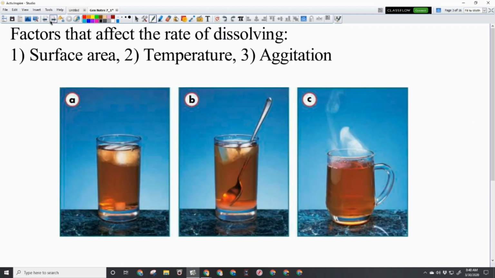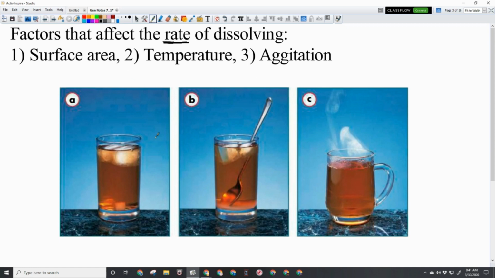All right, so there are factors that affect the rate of dissolving. The rate is how fast. Remember, rate is how fast, like your rate of speed is how fast you're going in a vehicle. So the factors that affect how fast something dissolves are surface area, temperature, and agitation. I have a picture here that's going to help us keep these straight.